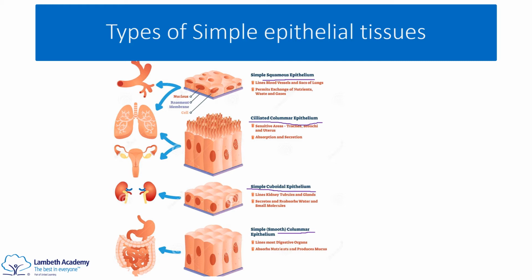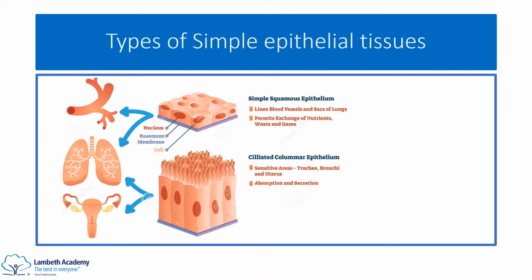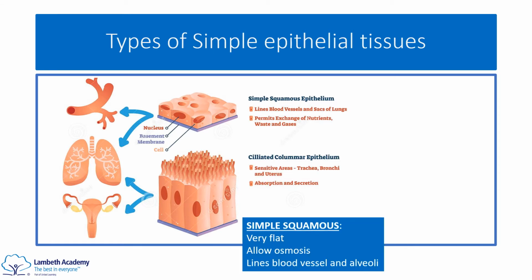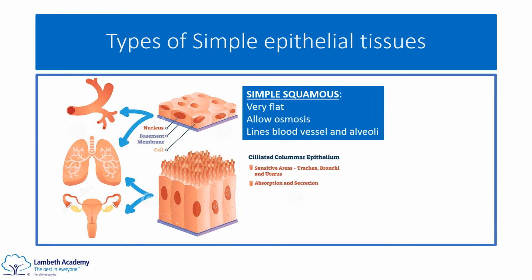The first type of simple epithelial tissue that we're going to look at is a squamous cell. So our squamous cells are very, very flat, and they are constantly forming new cells. So if we think of something like dandruff, that will be our squamous cells that are shedding effectively. This whole process of the flat cell allows for osmosis to take place, which is why you will often find that your squamous cells line things like blood vessels and alveoli.